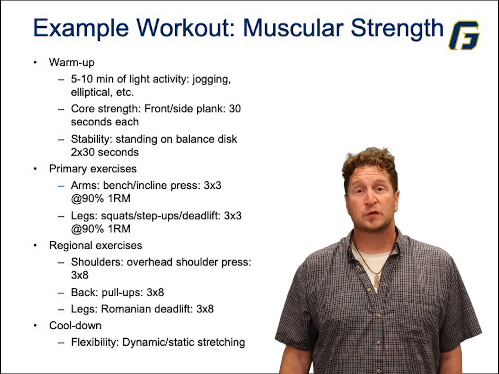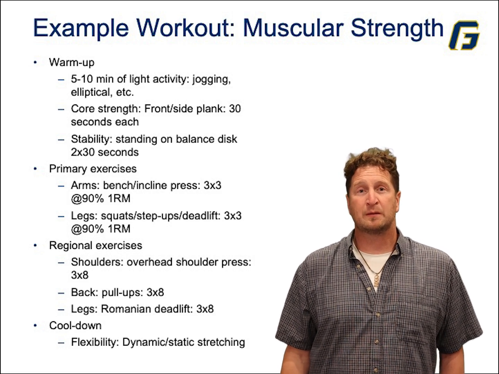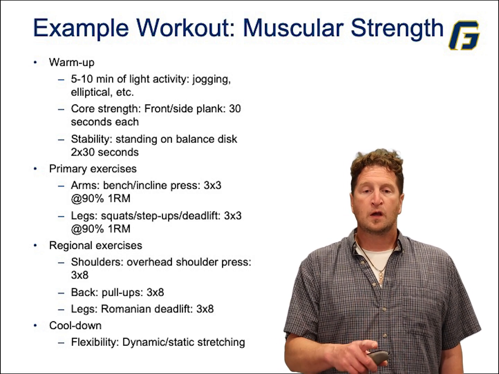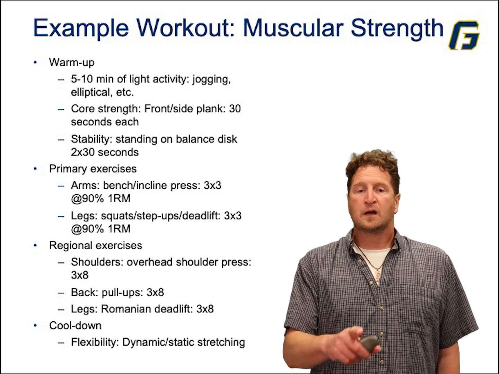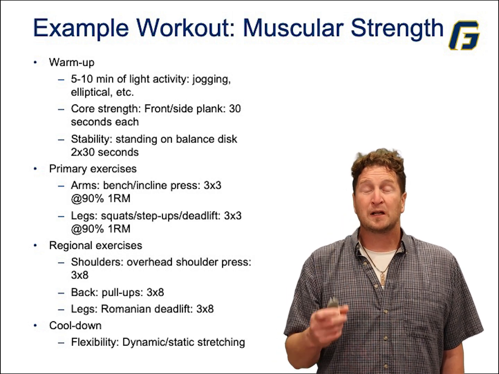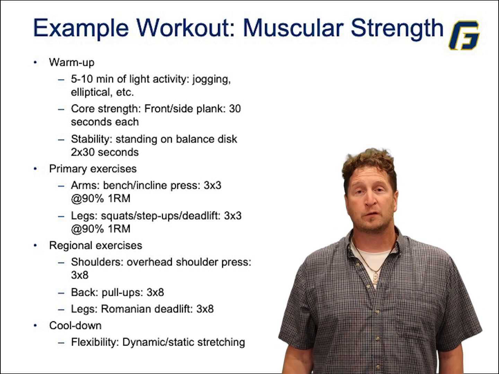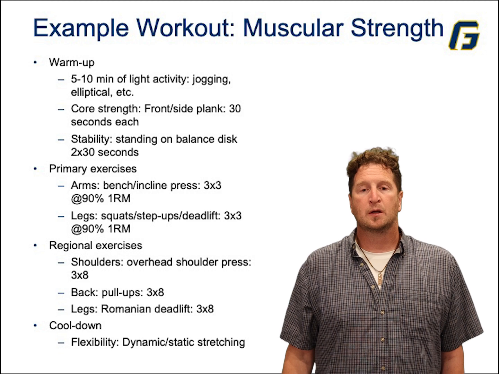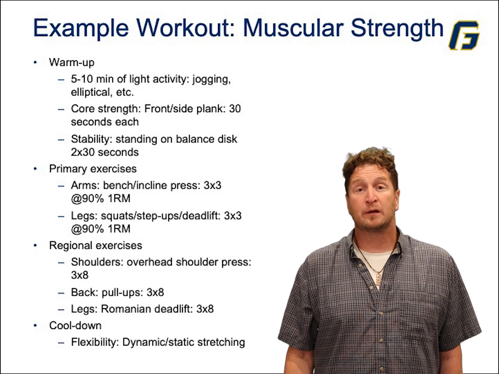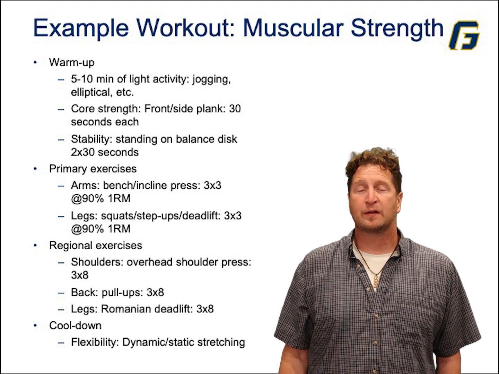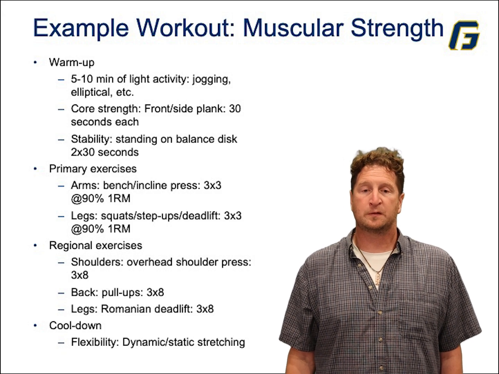Look at the primary exercises though. This is where I wanted your attention most, right? They're going to be working on arms and legs. I have them for their arms doing bench or incline press. Exactly the same as what we had the endurance athlete doing. The exact same motion, but the difference is highlighted here in how heavy they are lifting and how many times they are lifting that weight.